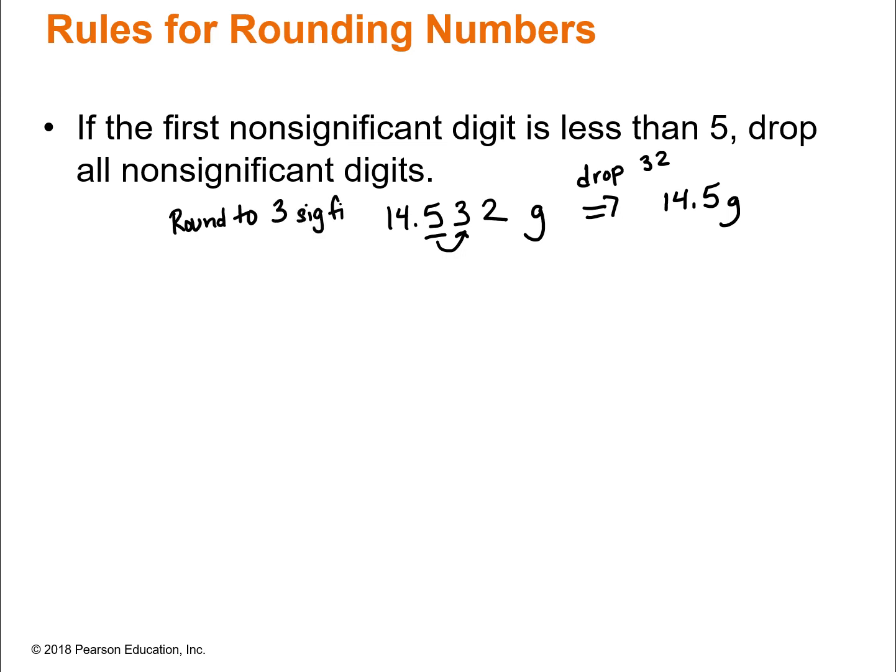Should have written the question up here because that would have been helpful, right? So we're trying to round to 3 sig figs. And that's just an arbitrary number. Let's do another one.